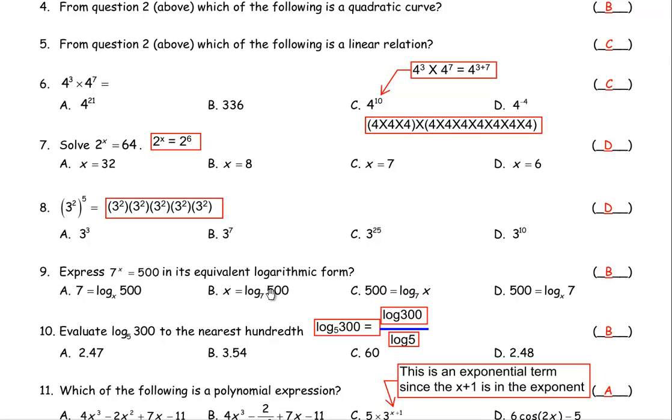To convert from logarithmic form back to exponential form, I always think of it like this. This base raised to that power is equal to that number. And that's what this exponential form says. 7 to the power of x equals 500.